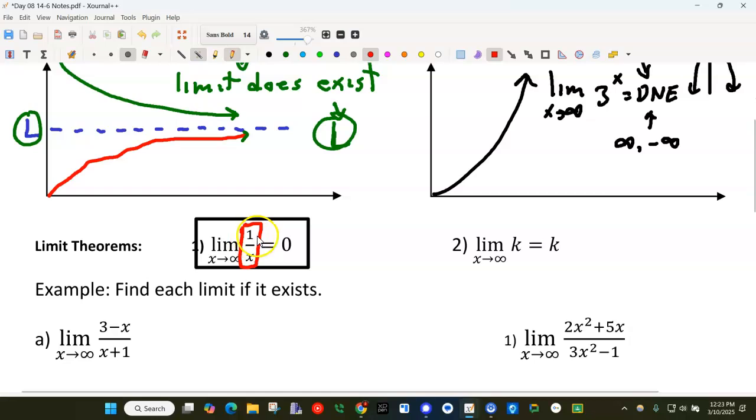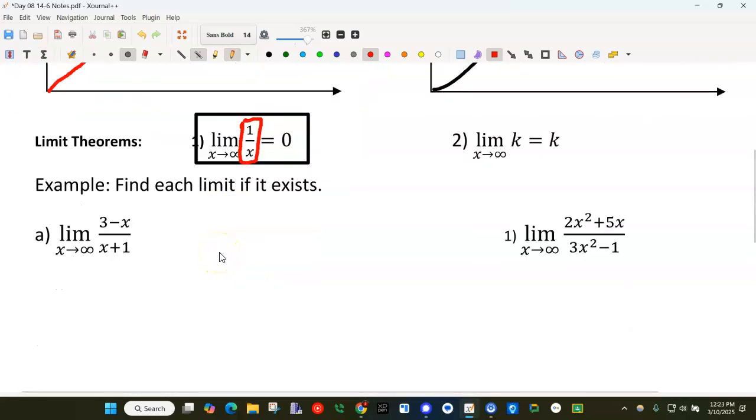So as soon as you get to 1 over a billion, well, that's basically equal to 0, right? So we understand why this is true and not just memorize it. So this is the trick we use for a lot of the limits, right? And this one a little bit also.